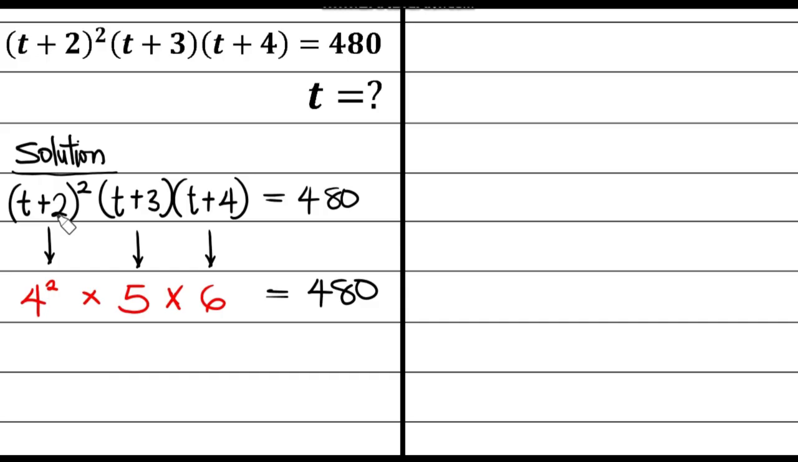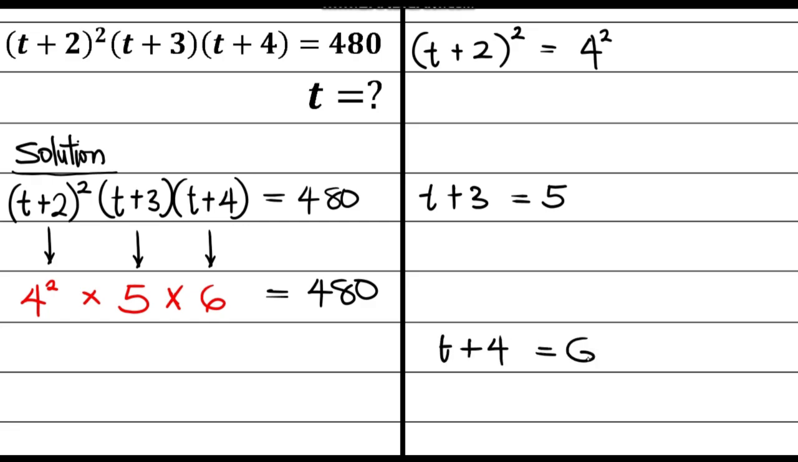To find the value of my t as equated like this, I can now say (t plus 2) squared equals 4 squared. And at the same time, t plus 3 equals 5 as is written. Also, t plus 4 equals 6. Definitely the value of t is going to be the same thing throughout the 3 equations.